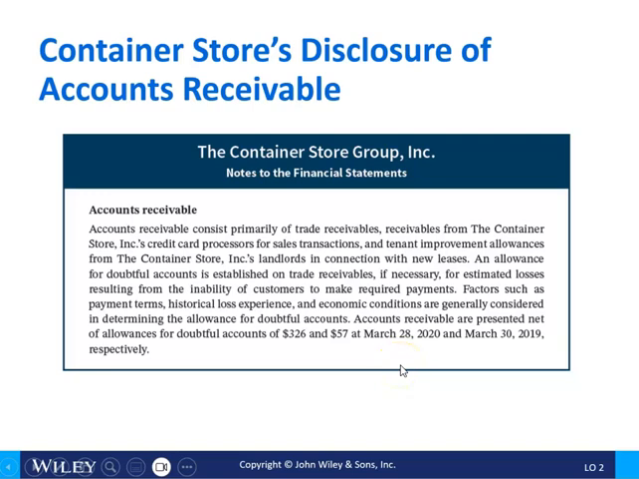So on their financial statements and the balance sheet, they showed just the net amount. So they probably said accounts receivable net and gave a number. They didn't show the gross and then what the allowance was, but they still have to disclose what that allowance is, and they're doing it here in the notes to the financial statements.